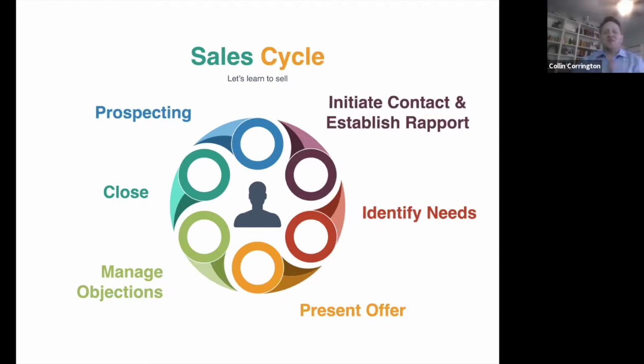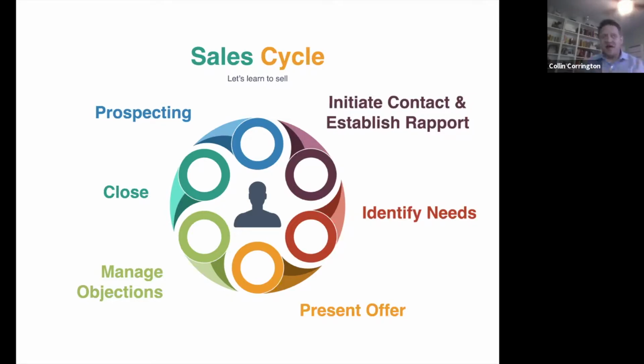Alright, ladies and gentlemen, we are going to continue our learning on the sales cycle. We've already talked about the cycle in general, how it flows from one point to the next. We've talked about the first two parts of the sales cycle, which are prospecting, and initiating and establishing rapport. Now we're going to go on to the next two sections today.